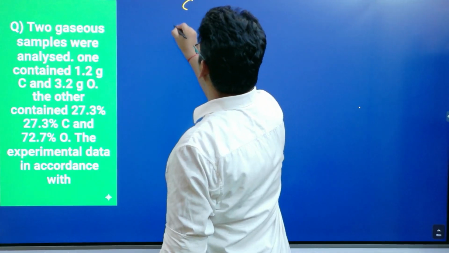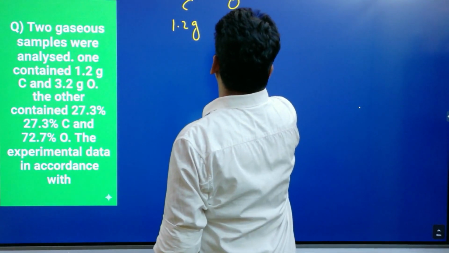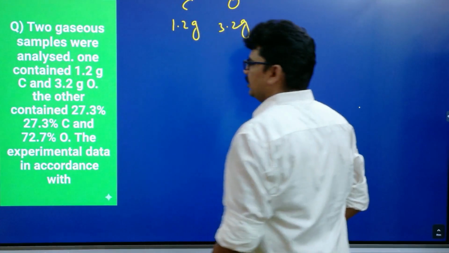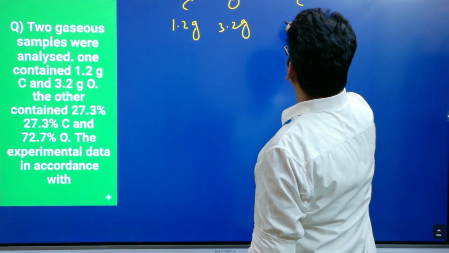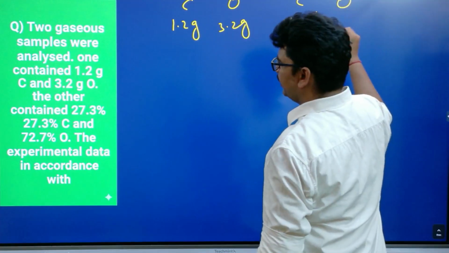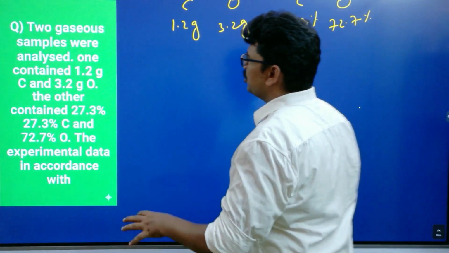Carbon 1.2 grams and oxygen is 3.2 grams. Right. In the other case, carbon contains 27.3%, oxygen contains 72.7%.